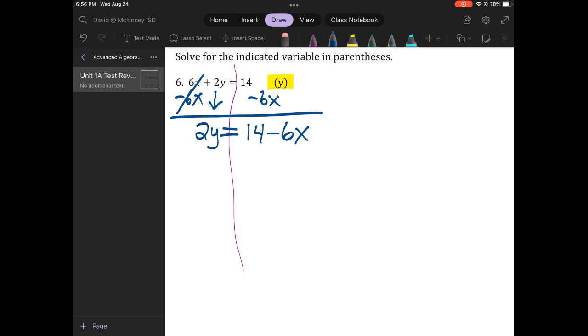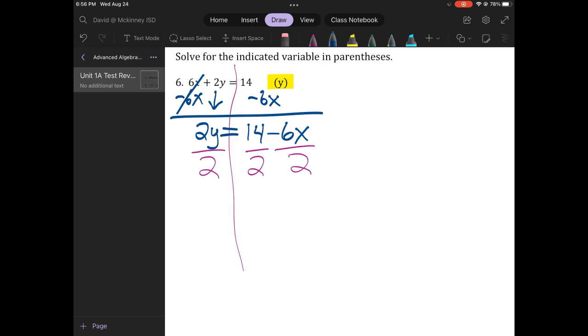Now I need to look at the number directly in front of the y, the coefficient of y, which is 2. I have to divide every term by 2. And so that's why I'm going to actually move back a little, and I'll draw a fraction bar under each individual term so that I know that each term has to be divided by 2.